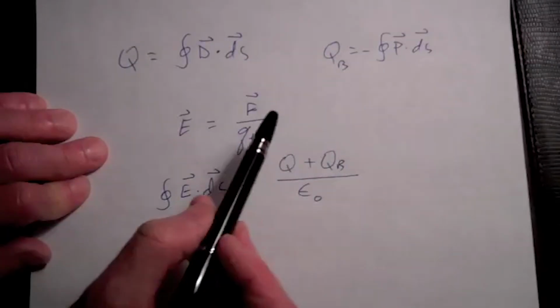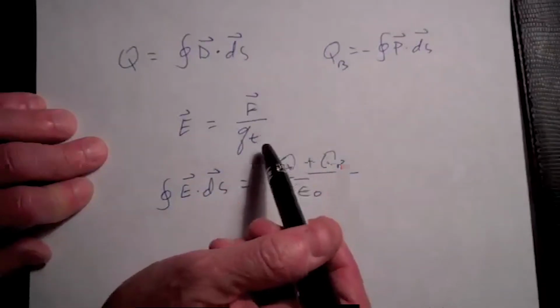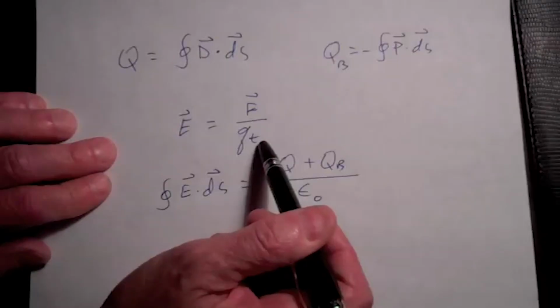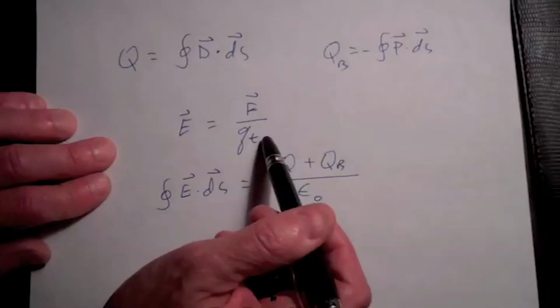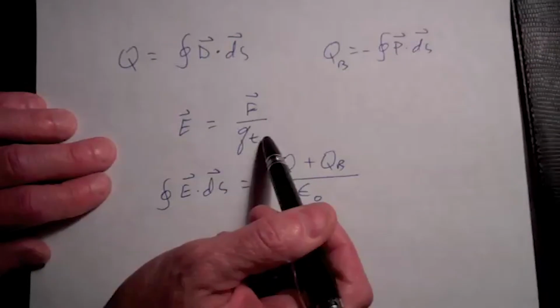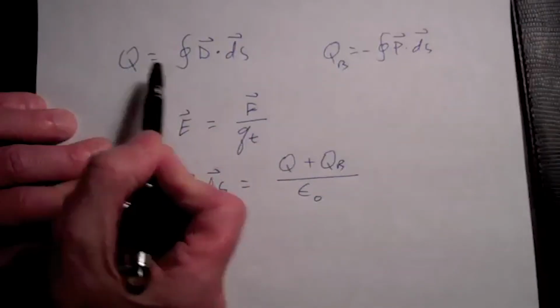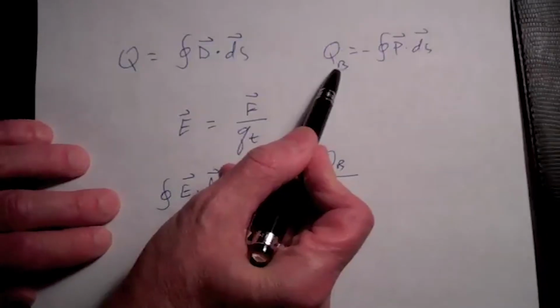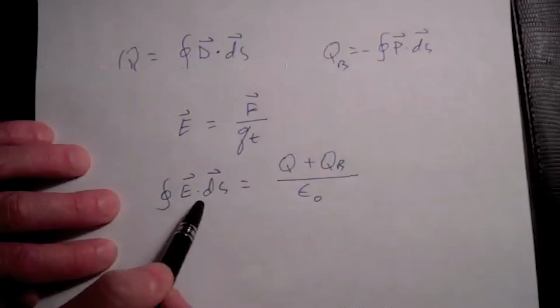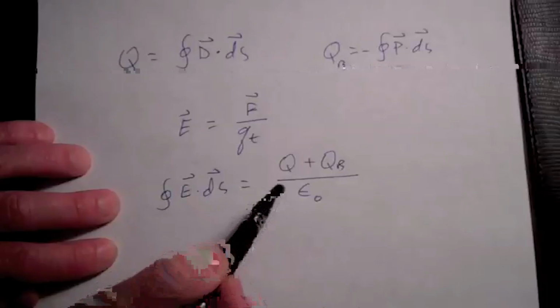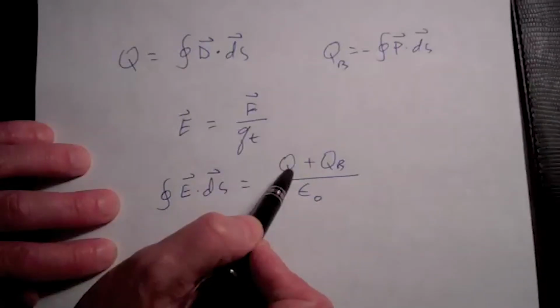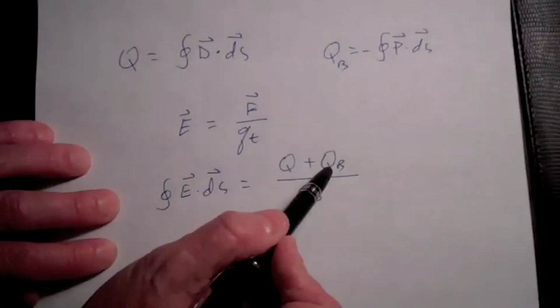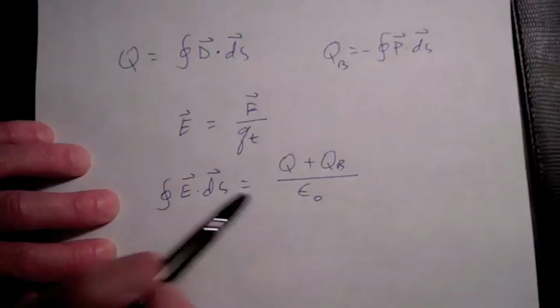Now the electric field is still the force that a test charge is going to experience, the force per unit charge, and that force, that coulombic force, will occur whether you have free charges or bound charges. So the integral of E dot dS over a closed surface will be the free charge enclosed plus the bound charge enclosed divided by epsilon sub 0.